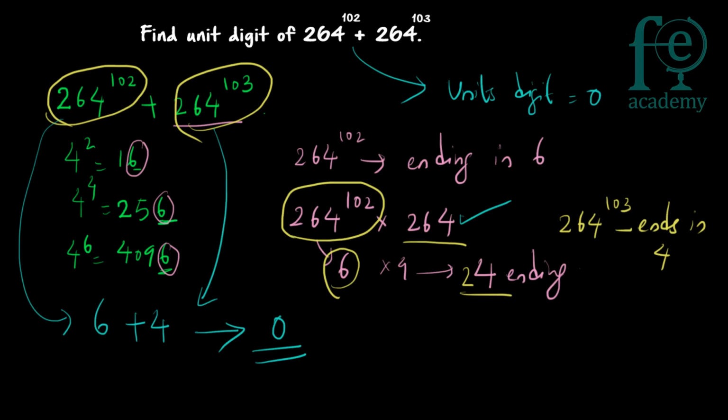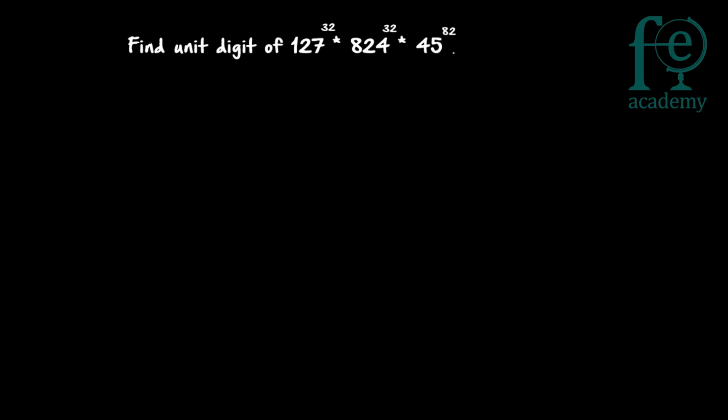Once you practice these kinds of questions, you can easily solve any question of this format. Now the second question: find the unit digit of 127 raised to 32 into 824 raised to 32 into 45 raised to 82. So here also you have to find out a unit digit, of 127 raised to 32 into 824 raised to 32 into 45 raised to 82.